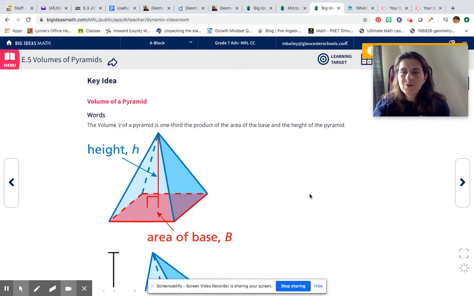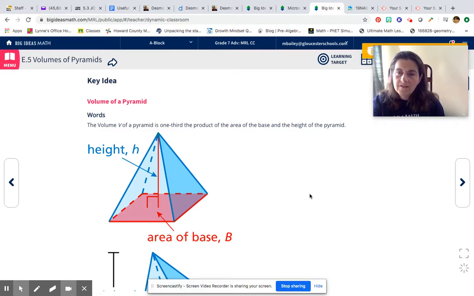So, first, let's look at what is the formula for finding the volume of a pyramid. The volume of a pyramid is 1/3 the product of the area of the base and the height of a pyramid. This works for any shape base of a pyramid. Of course, finding the area of the different shapes on the base will be different. This one happens to be a rectangle, so it would be length times width. Then you're going to multiply times the height.